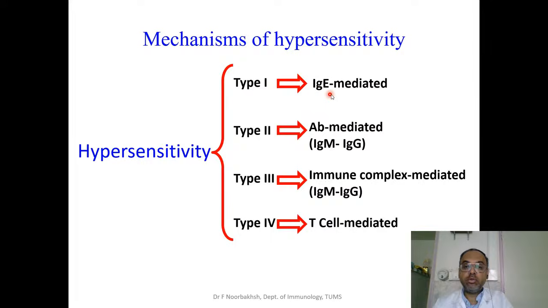Sometimes hypersensitivity is generated by IgE molecules, which are a type of antibody. These hypersensitivities are called type 1. Sometimes hypersensitivities are caused by antibodies other than IgE, mostly IgM and IgG. These are called antibody-mediated hypersensitivity or type 2. Sometimes hypersensitivities are caused by immune complexes. What is immune complex? When you have an antigen and antibody bound to each other, then you have an immune complex. So sometimes hypersensitivities are caused by antigen antibody complexes or immune complexes, and these are called type 3 hypersensitivity.